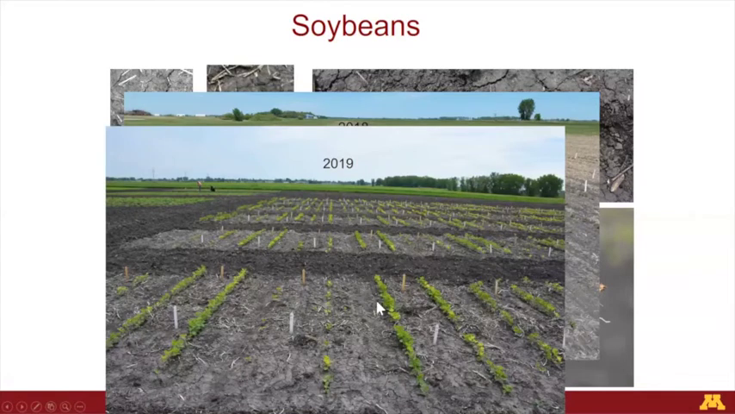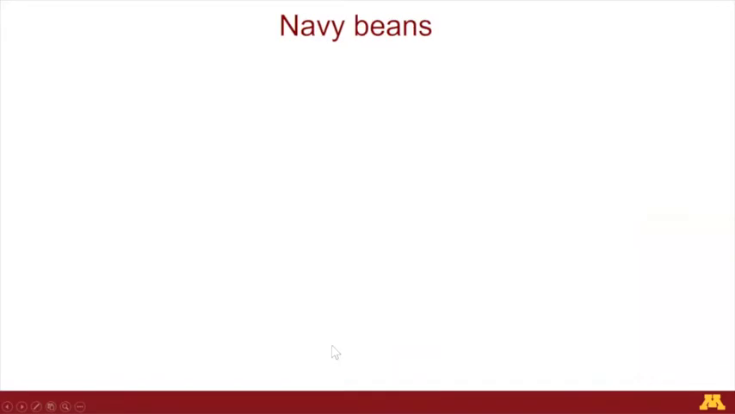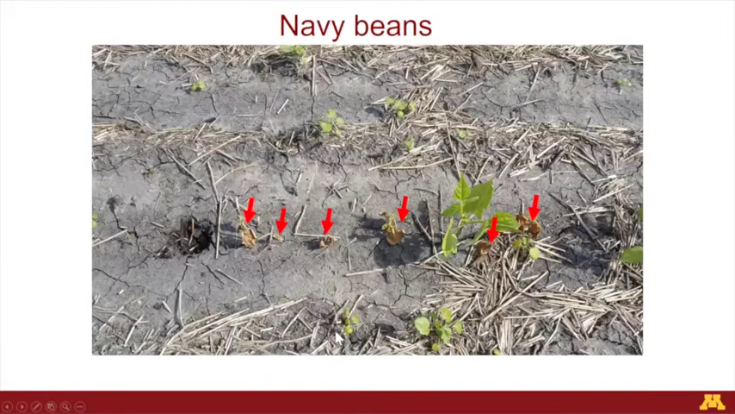And in 2019, the same trial, we only lost about 30 to 40% of the stands here, but the conditions are not as favorable, but you can see the impact. We lost some stands here. And if you look at navy beans specifically, in terms of the edible beans, we see the same pattern, right? You can see plants dying up and down the row.